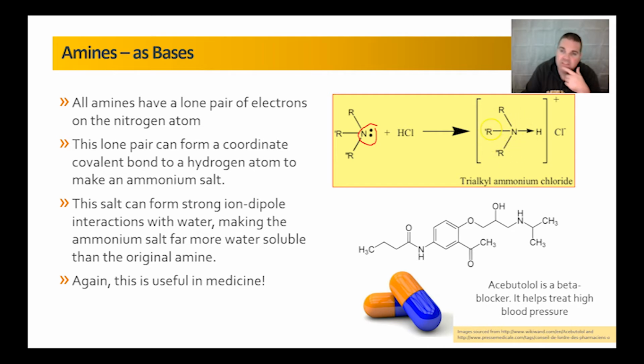Now, protonated amines are really good because, like the carboxylate ions, with the sodium or potassium on it that we saw in the carboxylic acid video, when you have a protonated amine, it actually allows for ion dipole interactions with the water. Now, those ion dipole interactions make the molecule water soluble.